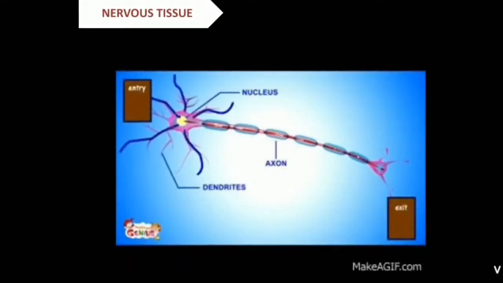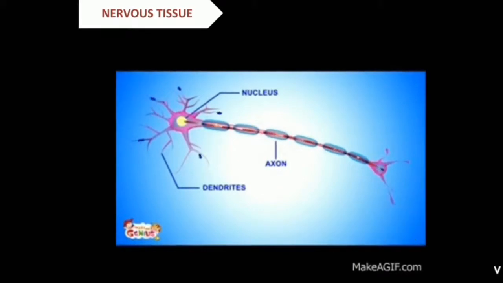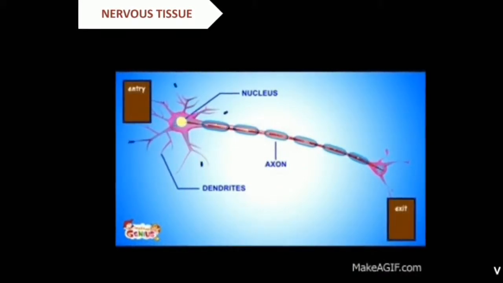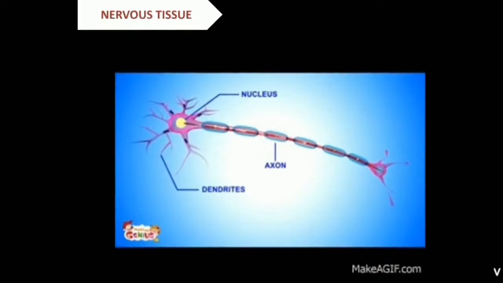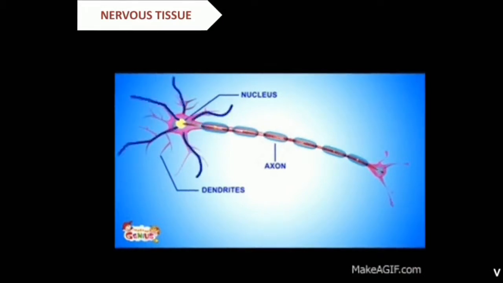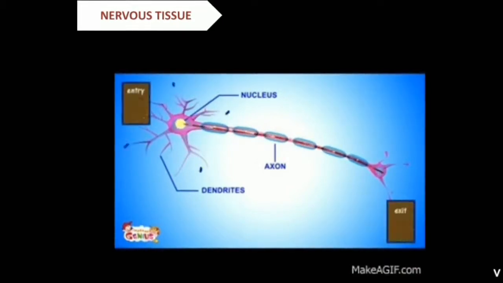The next is nerve tissue. The function of nerve tissue is to transmit and coordinate messages. The structure consists of dendrites, whose function is responding to stimuli and receiving incoming signals toward the cell. And then there is the nucleus and axon. The function of the axon is generating and transmitting impulses, typically away from the cell body.